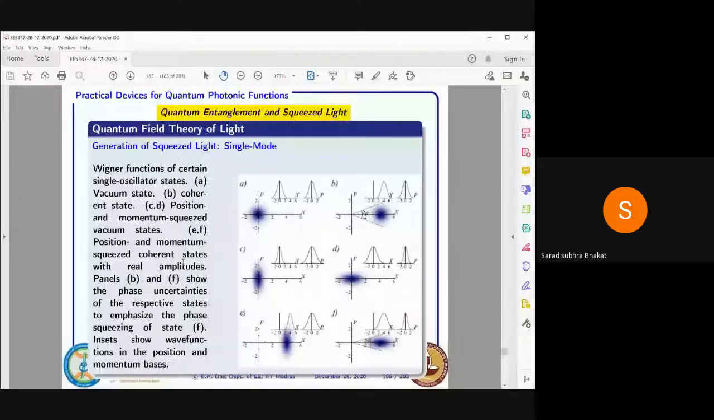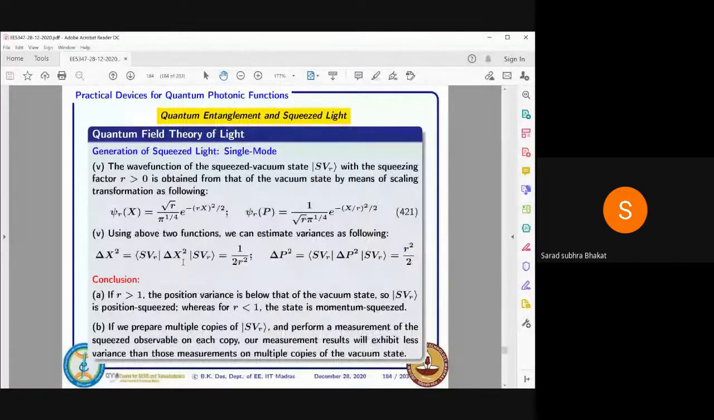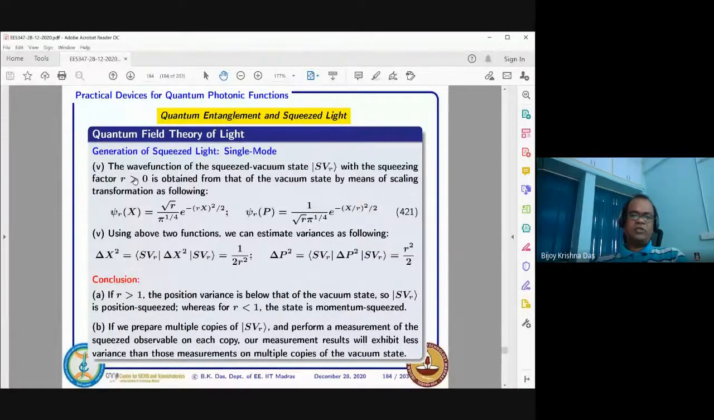So in the previous slide, I said that squeezing factor R is greater than 0. Is this right, or is it greater than 1? It should be greater than 1. Sir, that first point, number 5: the squeezed vacuum state with squeezing factor R greater than 0. It should be greater than 1, right? No, that is greater than 0, a positive number. We are considering it as a positive value, whenever we are plotting.